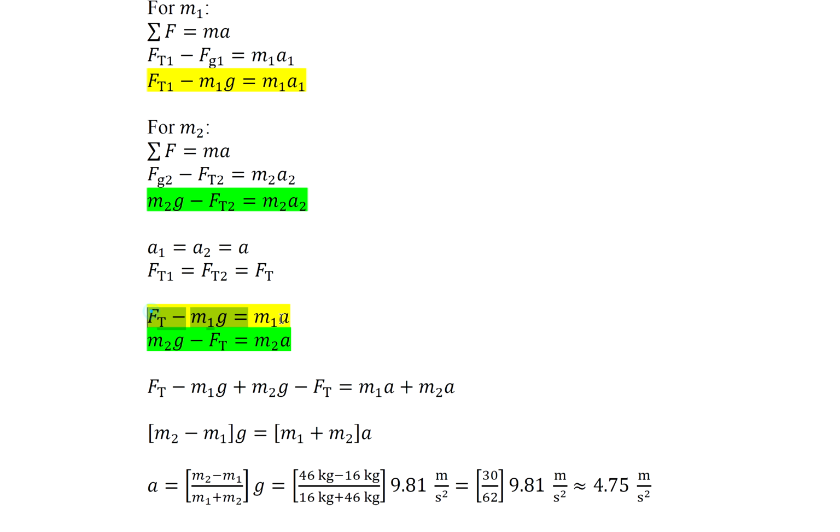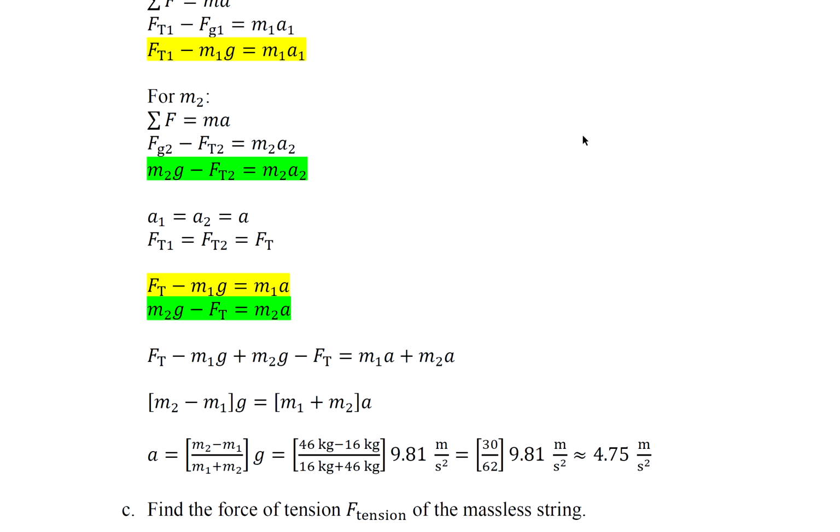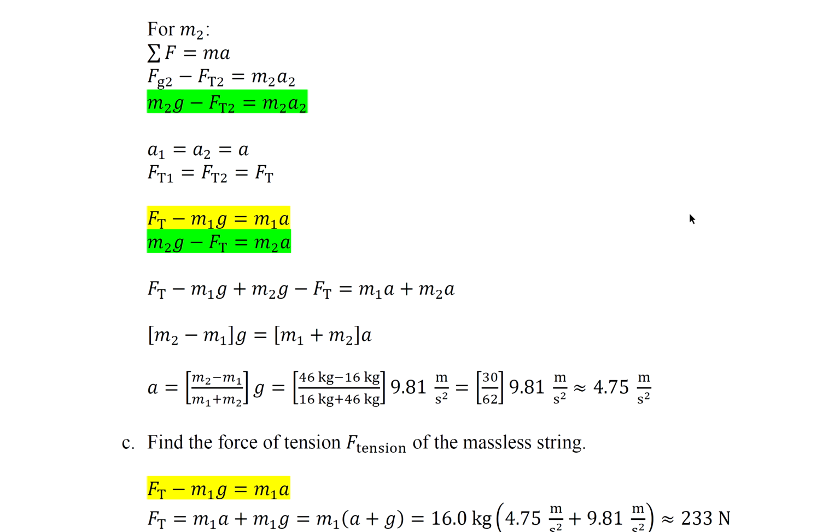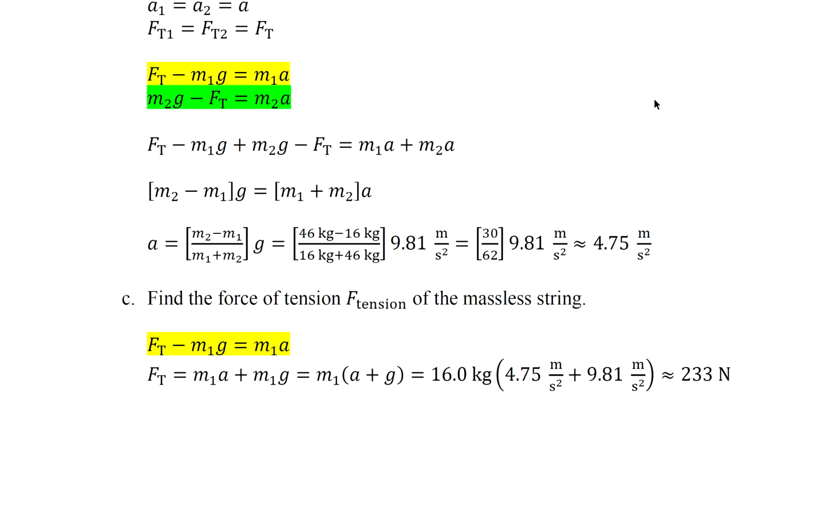Let's take the yellow and green equation and add them both up to eliminate force of tension, because we have two equations, two unknowns, right? Solve for A, we get 4.75 meters per second squared. Part C, find the force of tension in the massless string. Just substitute back into the yellow equation.